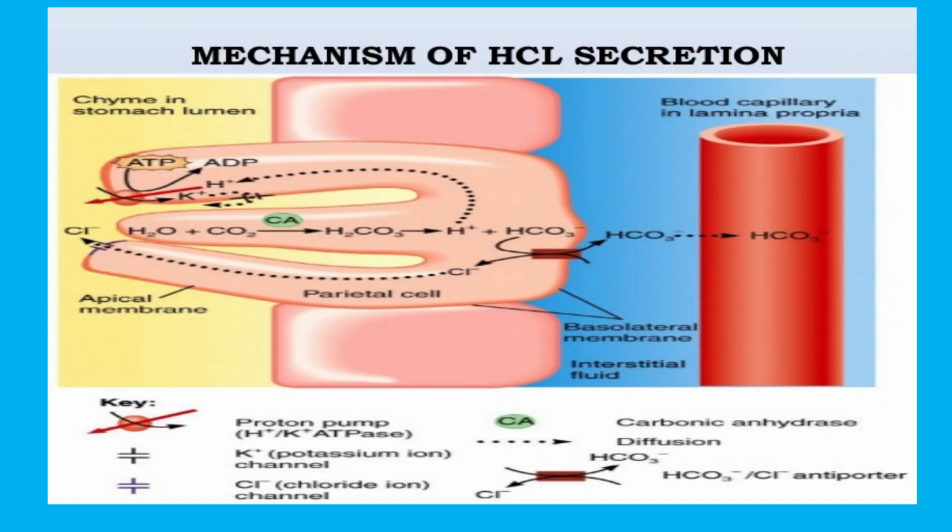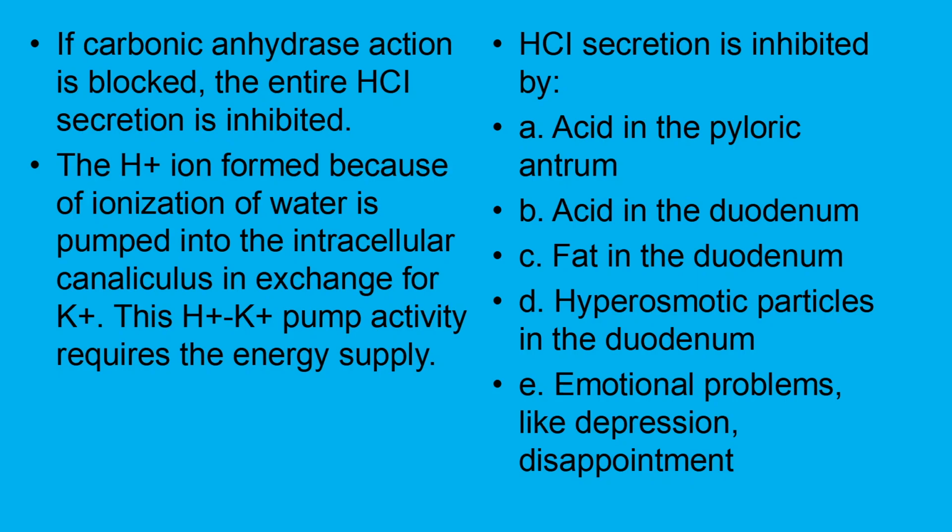Okay, then this is the mechanism of HCl secretion. Through carbonic anhydrase, this H plus and HCO3 minus ion will be split up. Then chloride also will enter. This chloride will react with the H plus ion. Then it will produce HCl. Finally we'll get HCl. This is how HCl will be secreted.